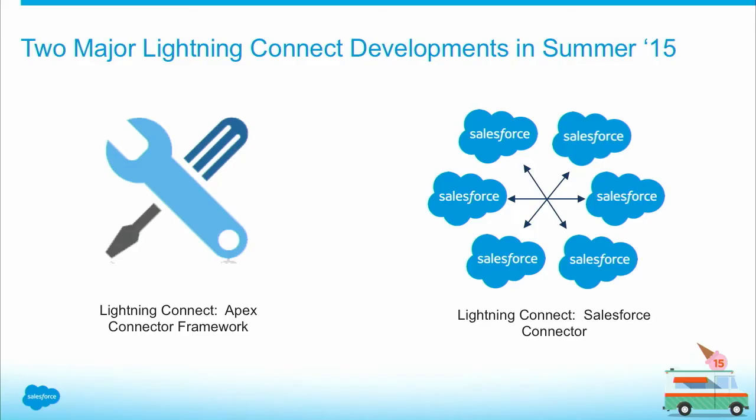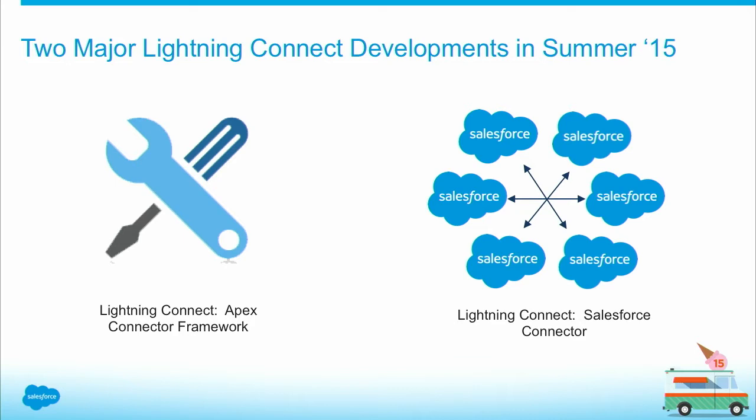So I'm excited today to talk to you about a couple of new developments. There are two new amazing capabilities that we are bringing to market in the Summer '15 release, just a few weeks away. Number one is something we're calling the Lightning Connect Apex Connector Framework. It's basically a framework that lets our customers build their own connector to any external application.